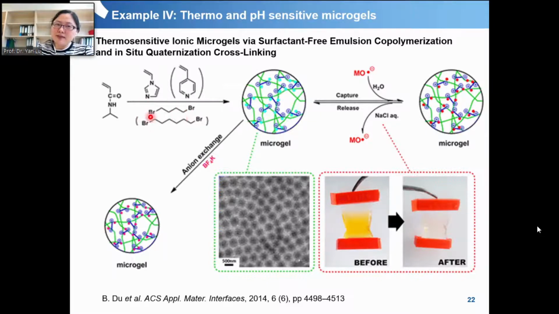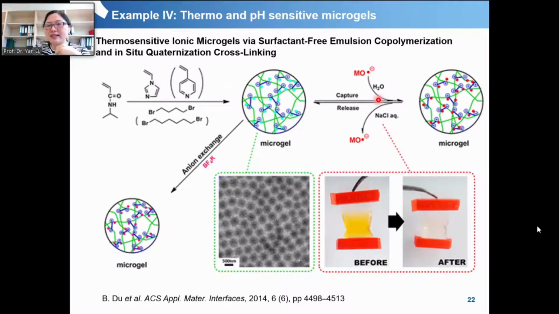This is because you have a counter ion here, so this is due to ion interaction. When you have this as a cross-linker, you have this bromide here. This can actually be broken if you have additional salt inside, because you will, of course, break such kind of ion interaction. And this is the group they used. That's why these are ionic microgels.